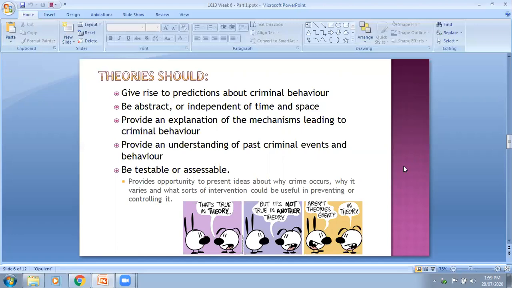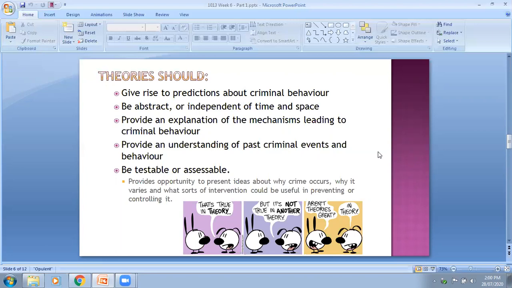The abstract or independent of time and space. So white collar crime here has always been about money. So we can look at white collar crime, which is quite abstract, and see if we can figure out why it happens and who will do it. Provide an explanation of the mechanisms leading to criminal behaviour. Why do people commit crime? And an understanding of past criminal events and behaviour, because if we look to the past, that will help us to look to the future.